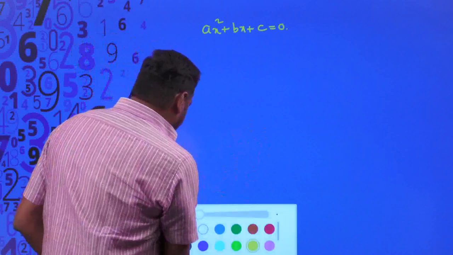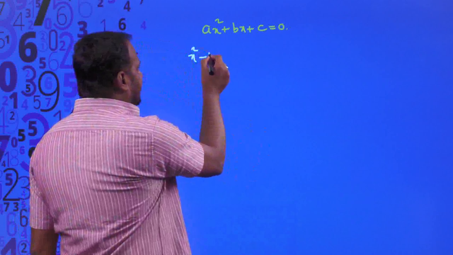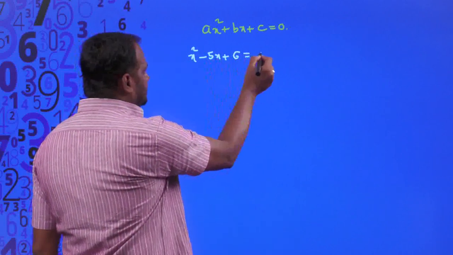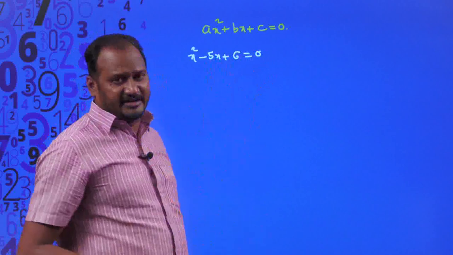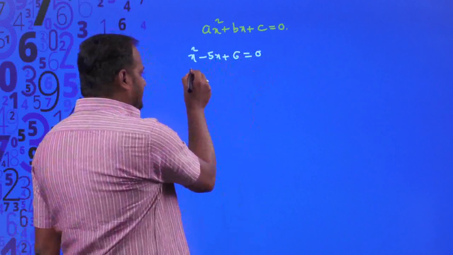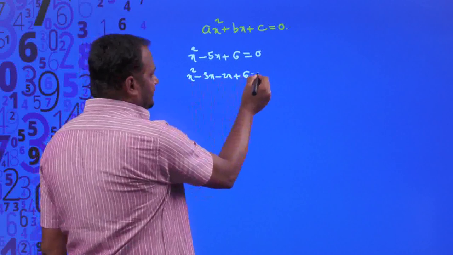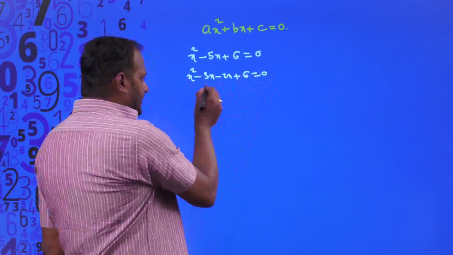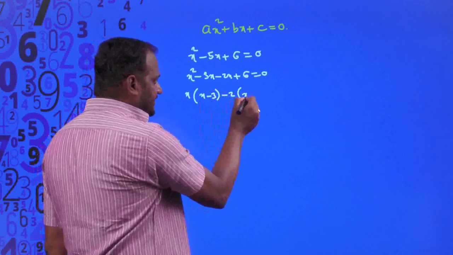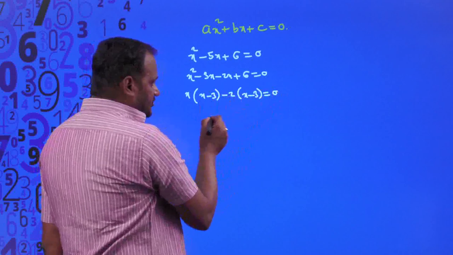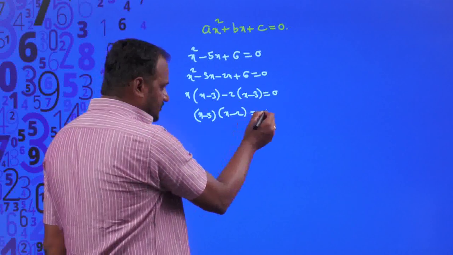For example, my quadratic equation is x square minus 5x plus 6 is equal to 0. I know how to find the roots of this by using the splitting the middle term method. I don't have to go for the quadratic formula. That is, x square minus 3x minus 2x plus 6 is equal to 0. Finally, you can take one x common here. So x into x minus 3 minus 2 times x minus 3 is equal to 0. So finally, it is going to be x minus 3 times x minus 2 is equal to 0.